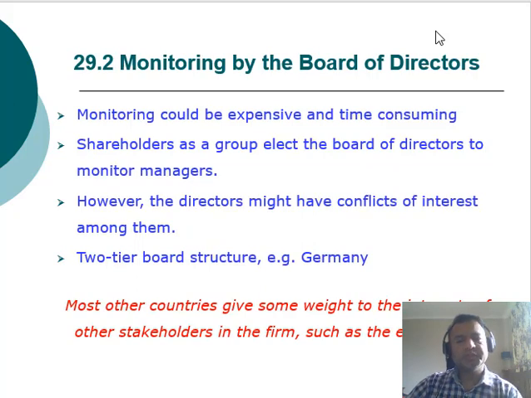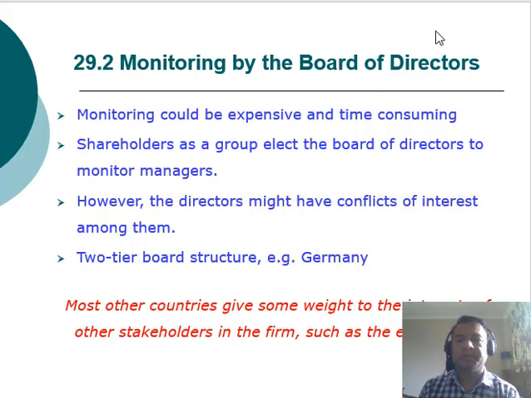Now, the monitoring by the board of directors. Monitoring could be expensive and time consuming because the shareholders will be monitoring the board of directors. So the shareholders as a group elect the board of directors to monitor the managers. However, the directors might have conflict of interest among them, because there could be different types of directors on the board. However, there are some countries in the world that do have different types of board of directors systems.